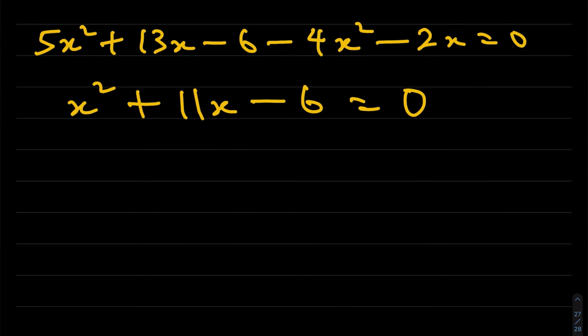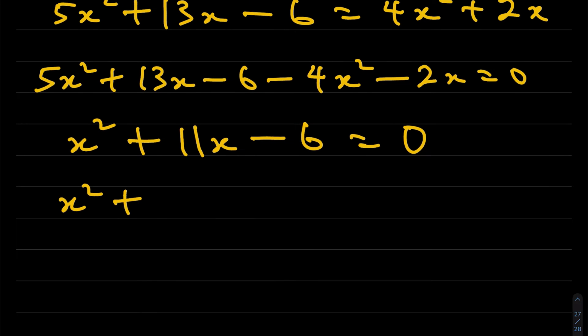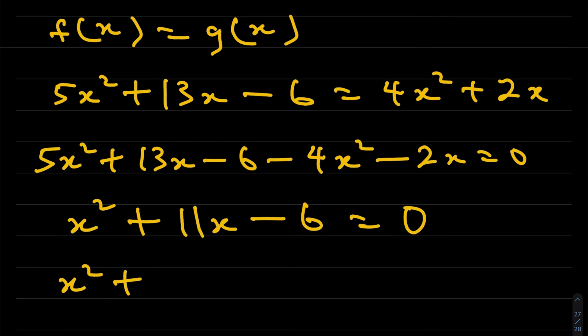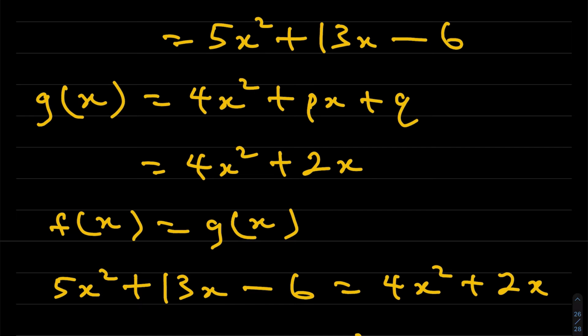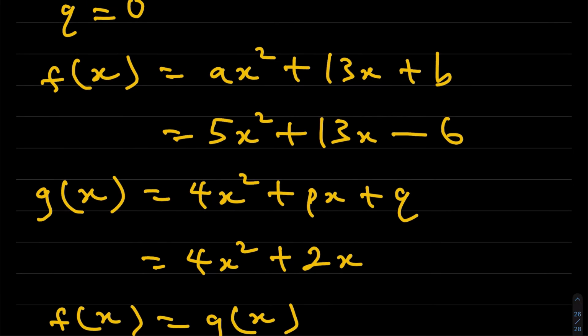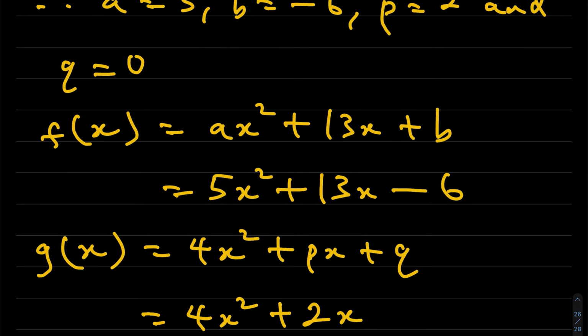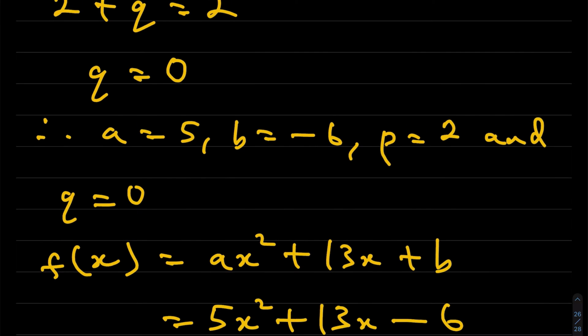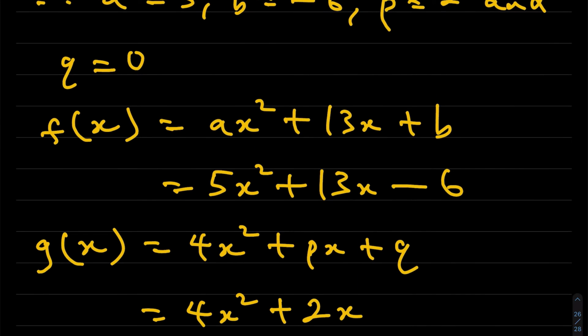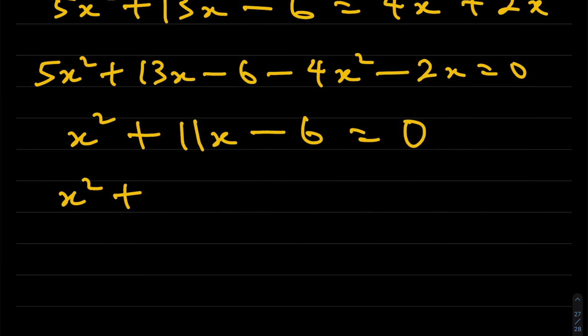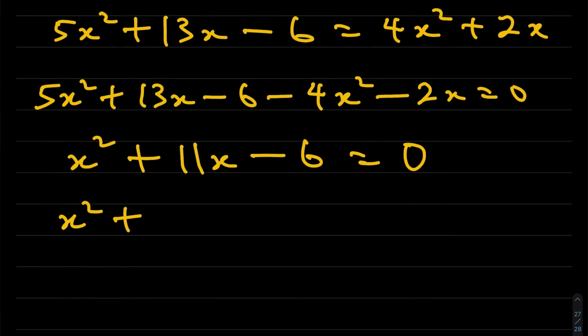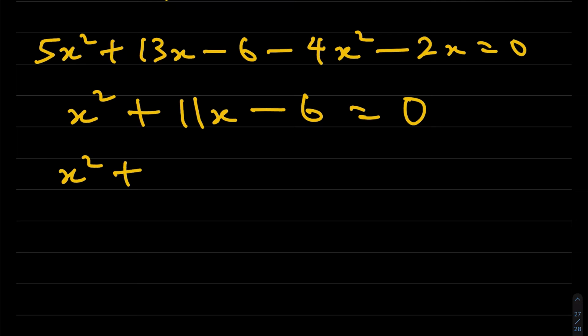Now we can factorize this. This is going to be x squared plus 11x. I hope this subtraction is correct. Let me see, 13x, yes. I'm checking my substitution. 13x plus b. Okay, 13 minus 2, that's 11. I don't think this is factorizable, so we can use the formula method.